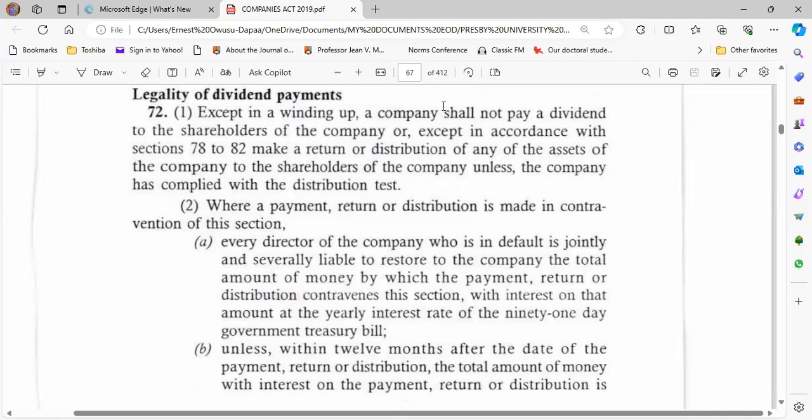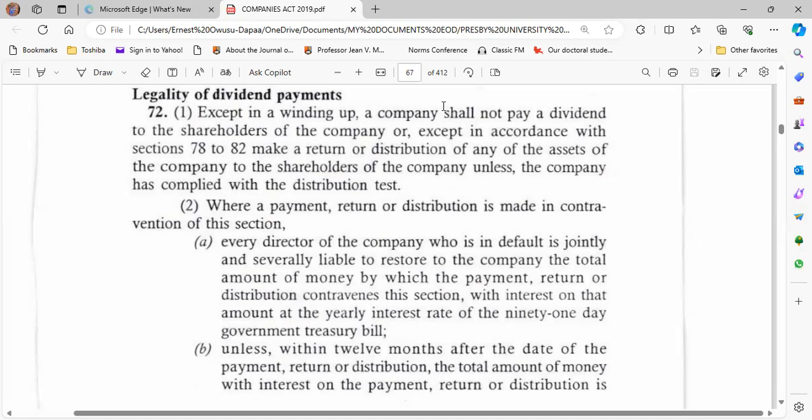If the money going to be paid is less than the retained earnings before the payment is made, then it is safe for the company to pay dividends. So the takeaway is that a company can make lawful payment of dividend where the company has complied with the distribution test in terms of section 72, subsection 1.